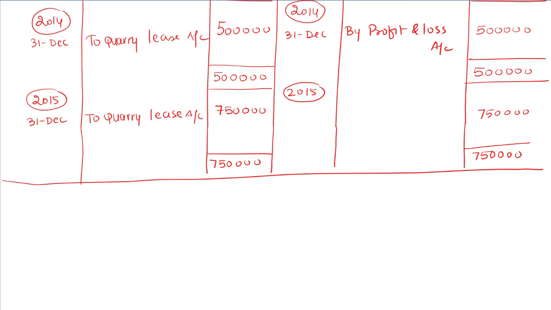Transfer this 7,50,000 at the year end to profit and loss account. 31st December, by profit and loss account 7,50,000.